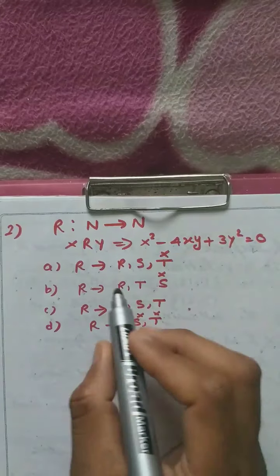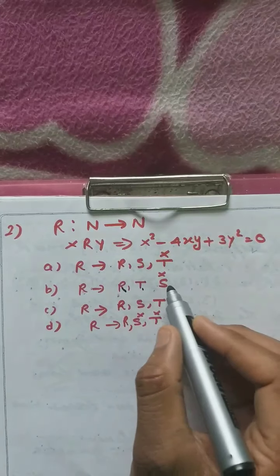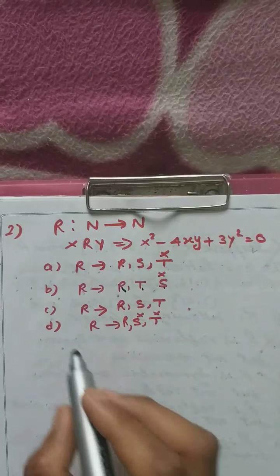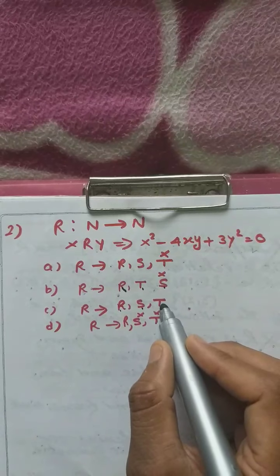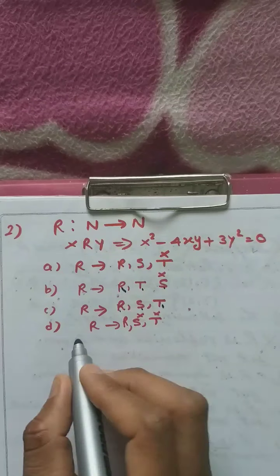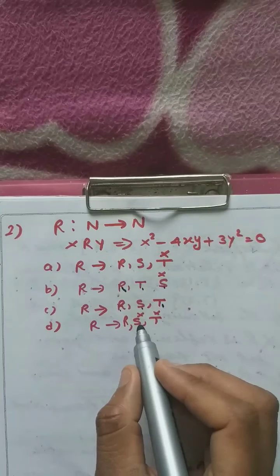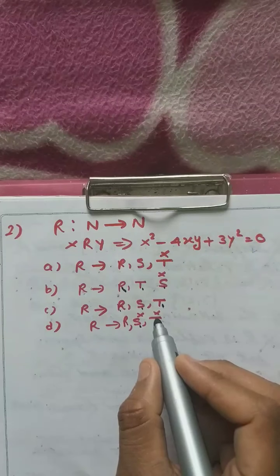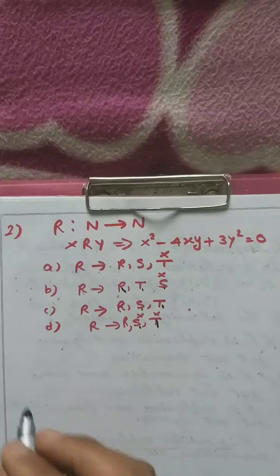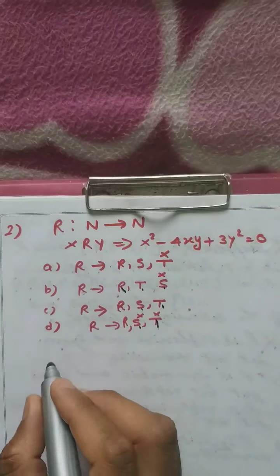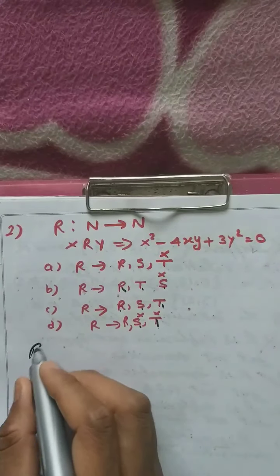Option B: relation is reflexive, transitive but not symmetric. Option C: relation is reflexive, symmetric and transitive. Option D: relation is reflexive but not symmetric and not transitive. Now let us see how to solve this problem. At first I will check it for reflexive.